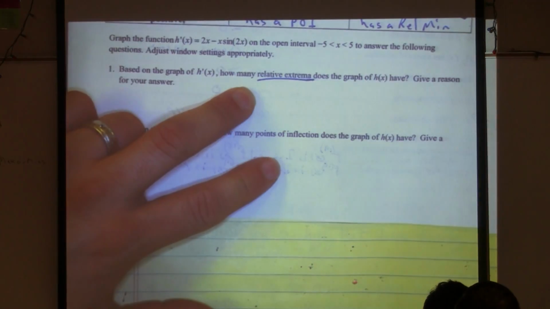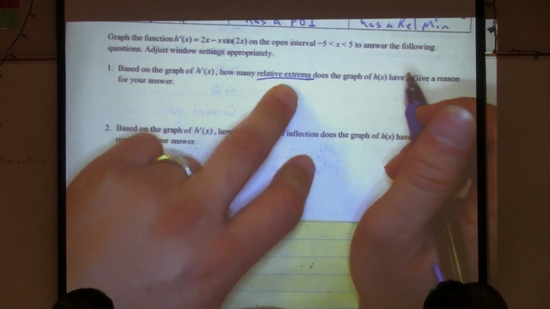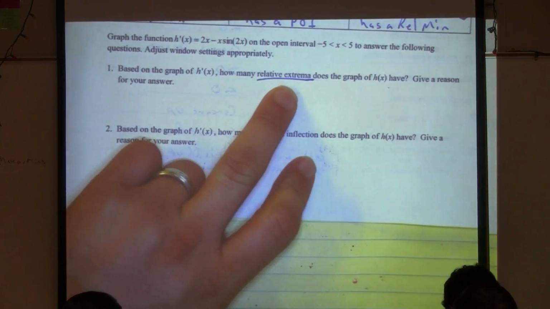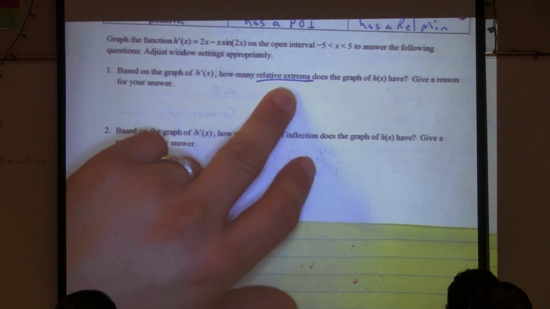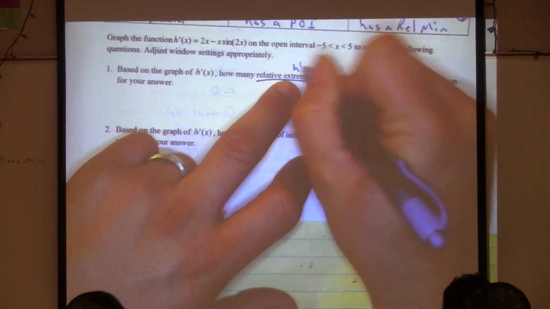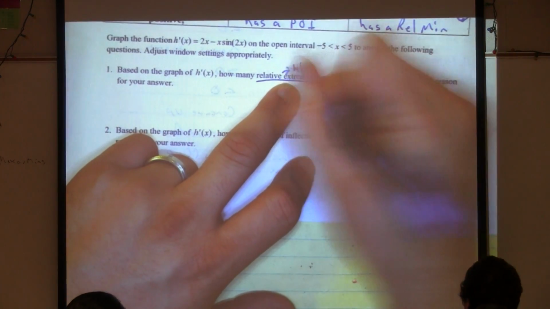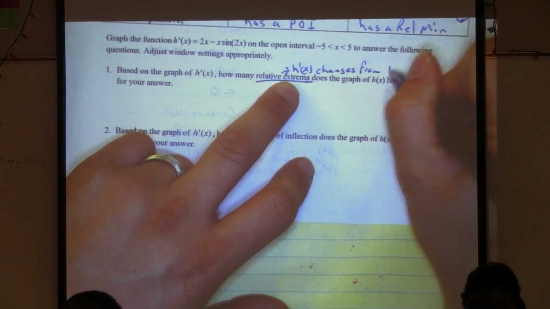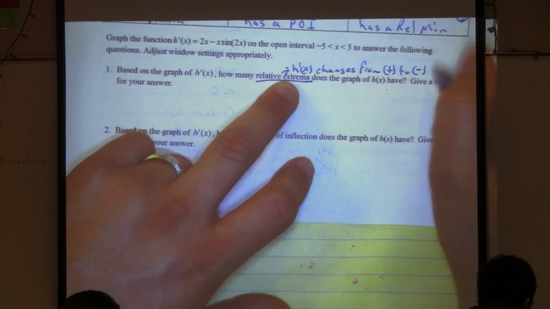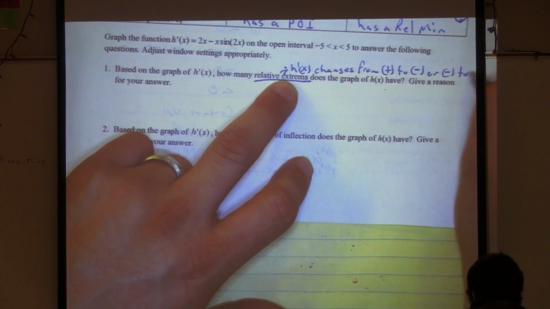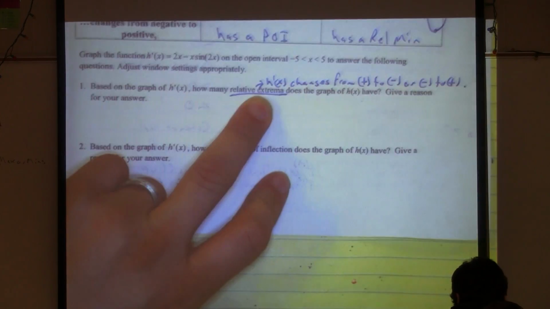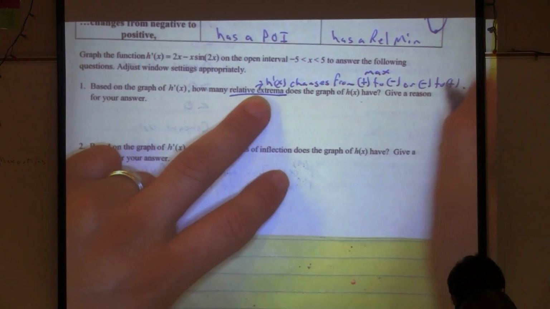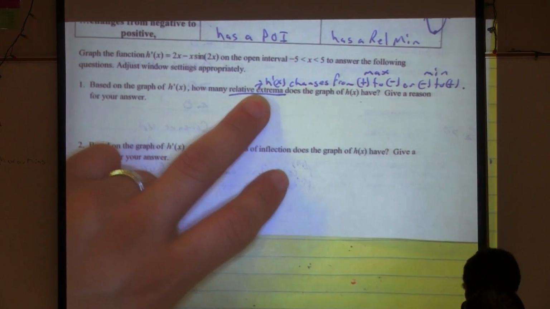Changes from increasing to decreasing. What changes from increasing to decreasing? The original, but we don't have the original, we have the derivative graph. So when h prime of x changes from positive to negative or negative to positive. If it does this, then I have a max. If it does this, I have a min.